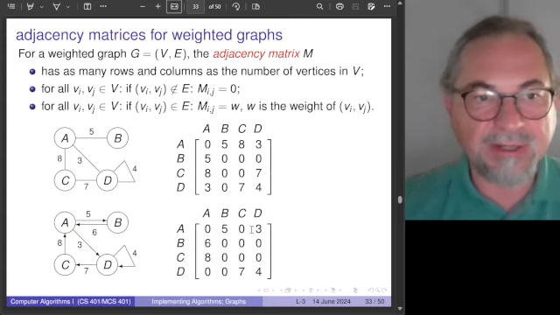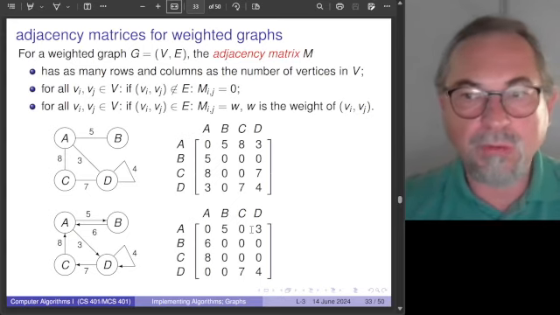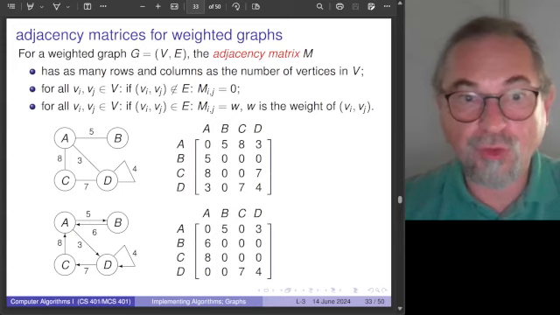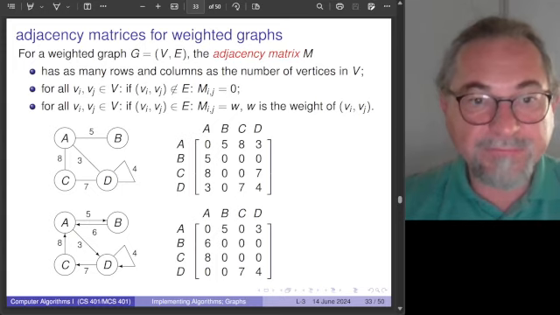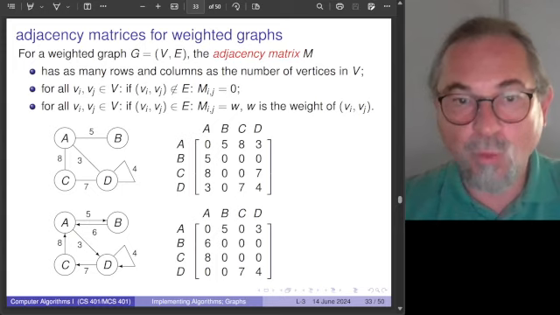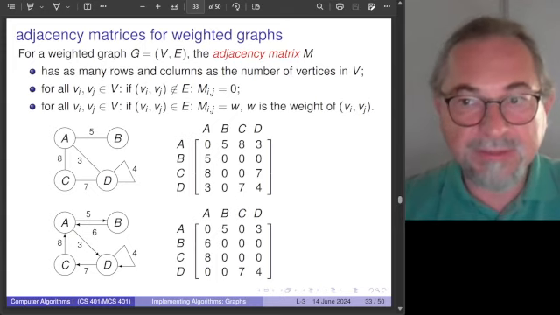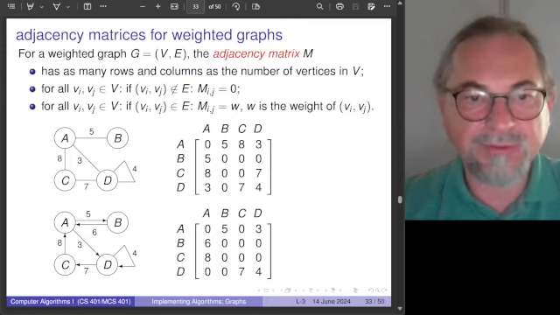So we see that there is an edge of weight 5 between A and B. Then on the second row, first column, we put a 5. First row, second column, we put a 5. Again, we have the symmetry for an undirected weighted graph. That symmetry may break down for a weighted directed graph, as you can observe on this slide.